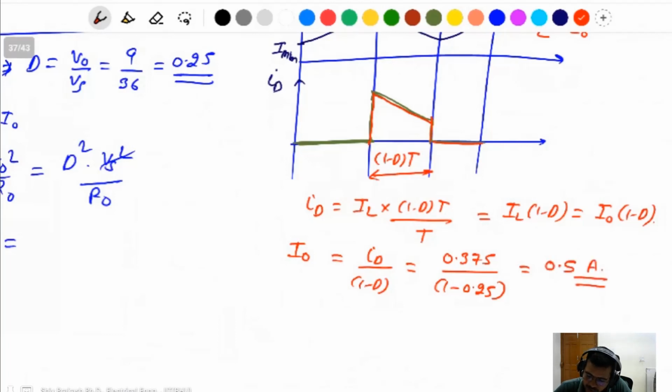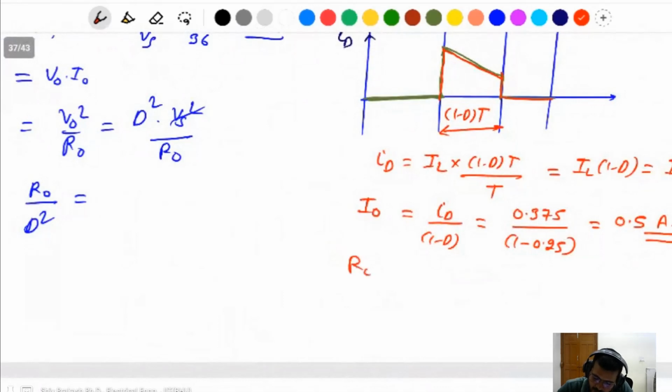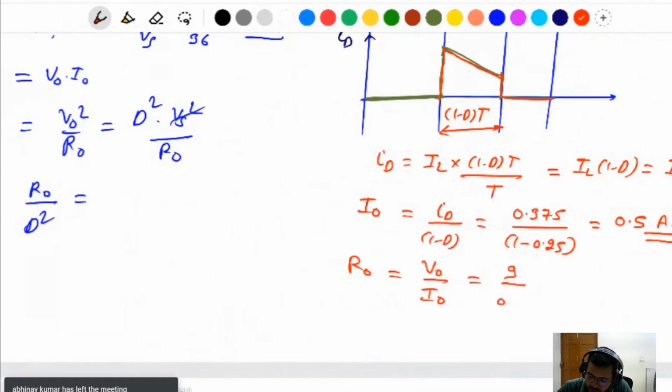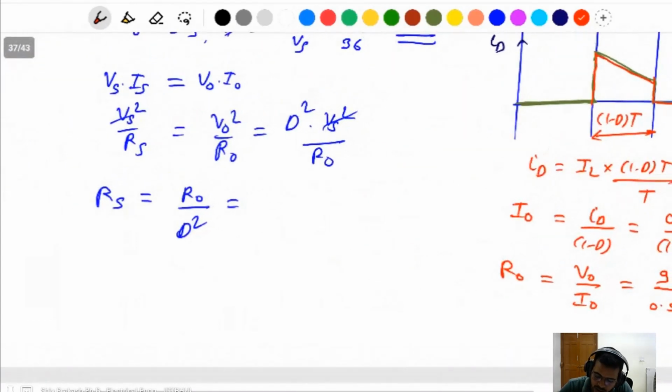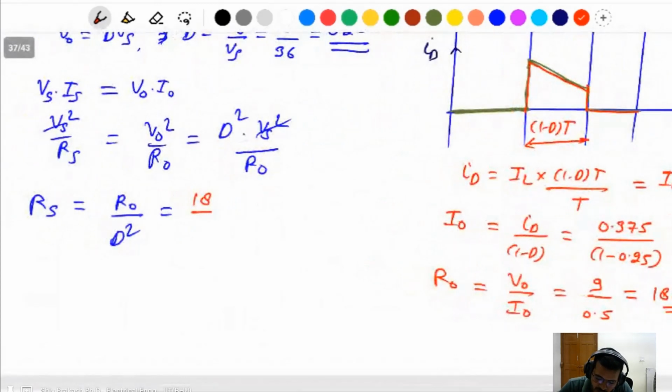I naught is 0.5 ampere. Then what is the R naught? R naught is equal to V naught divided by I naught. V naught is given as 9 volt in the question, I naught I have calculated as 0.5 ampere. This will be 18 ohm. R naught calculated, then calculate the source resistance also. Source resistance is 18 divided by D square. D square is equal to 0.25 square. This will be 288 ohm.